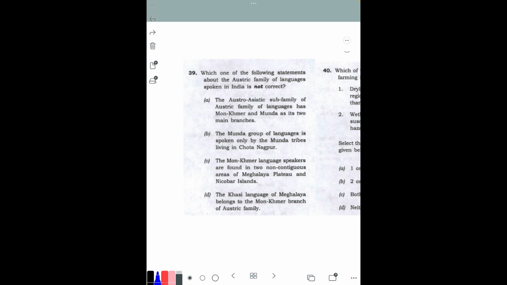The correct option is B. That is, the Munda group of languages is spoken only by the Munda tribes living in Chota Nagpur. But not only in Chota Nagpur, it is also spoken in various parts in Nepal. So the incorrect statement is B. Rest all the statements are correct.